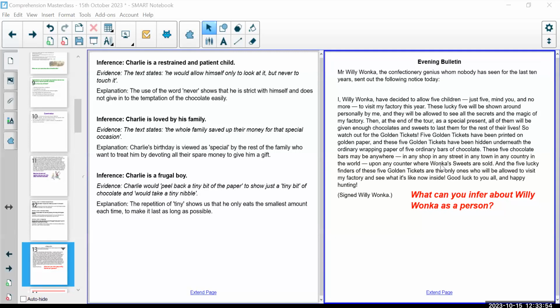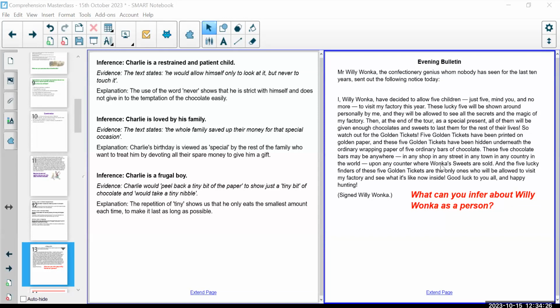Okay, go back a little bit. He's a very dramatic person. Okay, Willy Wonka is a very dramatic person. He repeats any when he says any shop, any country, any street. He knows where the sweets are, as he put them there, but he says that to be dramatic. Yeah, that's an excellent answer. He does. He wants to ramp up the excitement, doesn't he, to say that anybody could possibly get it in their sweet shop. Excellent.